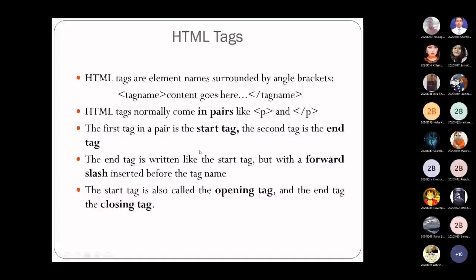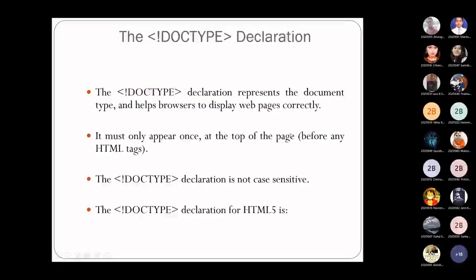The first tag of the pair, for example P, is called the start tag, and the second one is called the end tag. The end tag is written like the start tag, but with a forward slash inserted before the name, just like you see here. Sometimes this is also called the opening tag, and this the closing tag. I think this is all I have discussed with you.